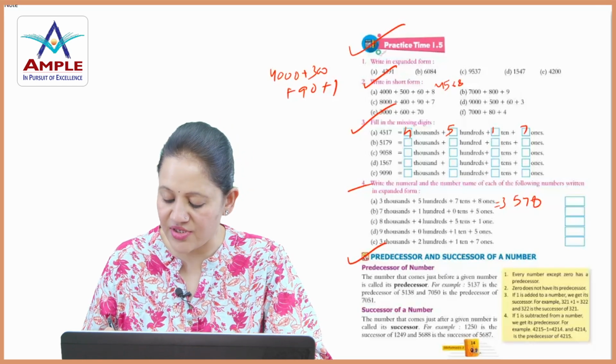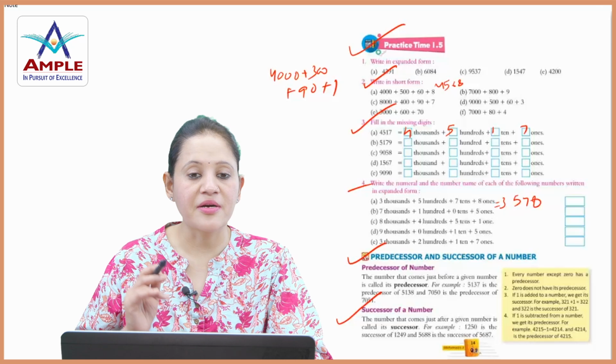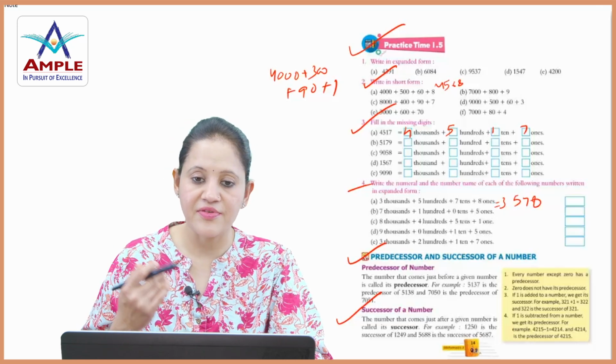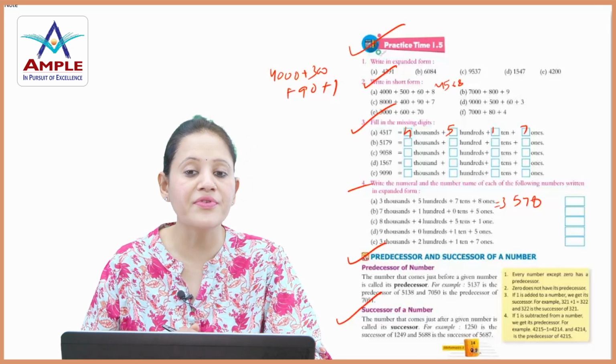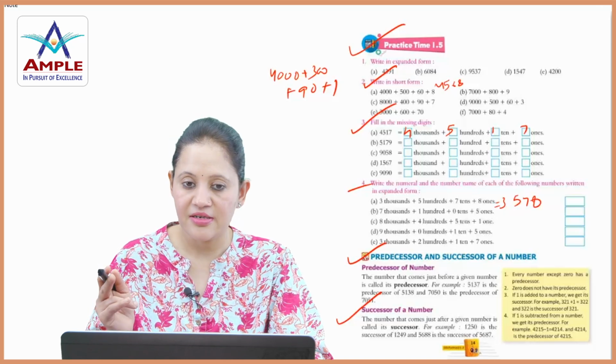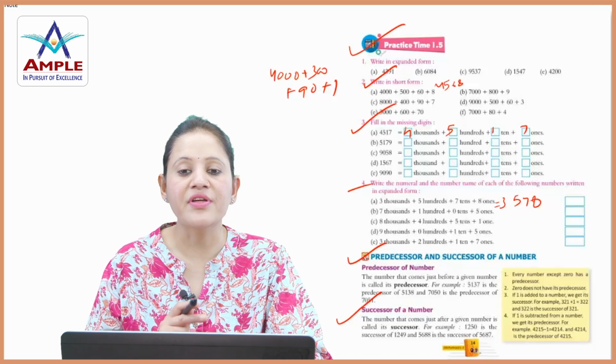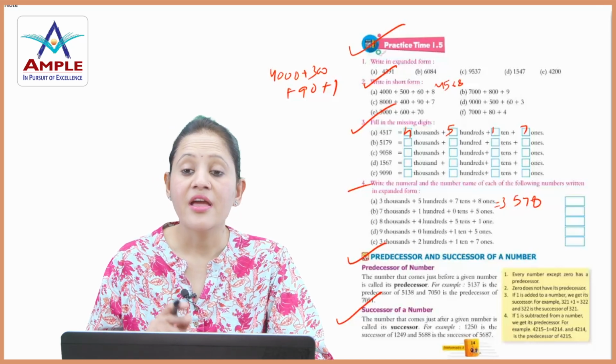Next, successor of a number. The number that comes just after the given number is called the successor of the given number. For example, 1250 is the successor of 1249, and 5688 is the successor of 5687.